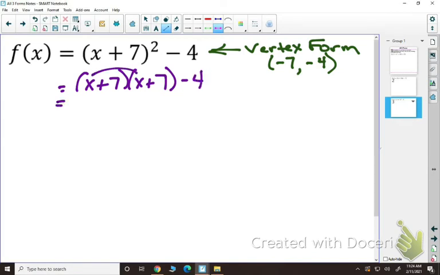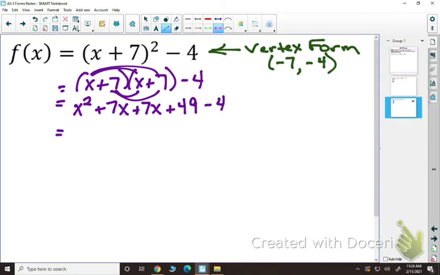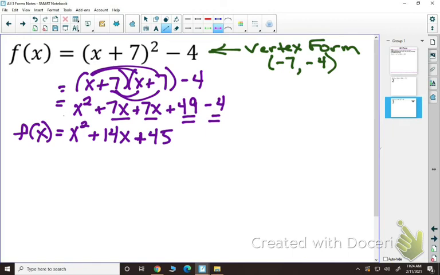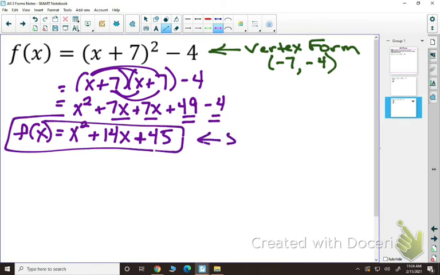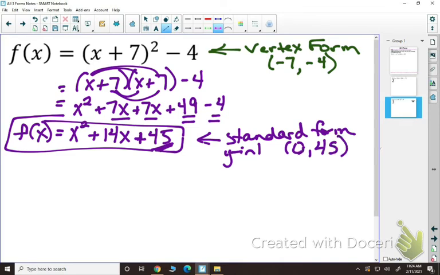So if we distribute, we're going to have x squared plus 7x plus another 7x plus 49, and then of course we have the minus 4 at the end. And if I combine my like terms, 7x and 7x make 14x, and 49 minus 4 is going to be 45. So again, I multiplied it out and combined like terms. This is in standard form. And think about it. What do we know from standard form? We know the y-intercept. The y-intercept is my constant at the end. So my y-intercept is going to be at 0, 45.